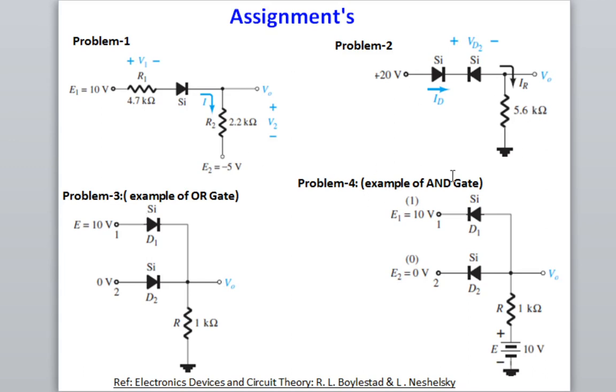Similarly, problem 4. Here again both diodes are there, but if you see, I have changed the direction of the diode. Just the direction is changed, and in the same case I have applied 10 volt, 0 volt, and another battery is connected here. And you are asked to find out the output voltage.